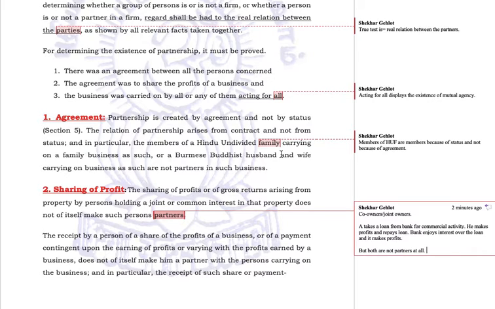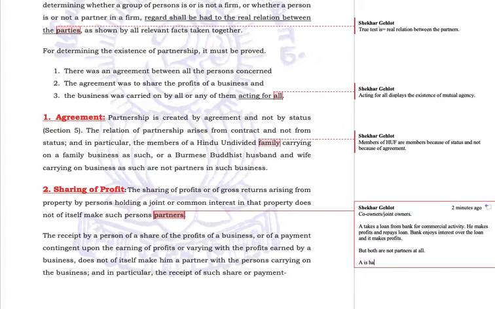The receipt by a person of a share of the profits of a business, or of a payment contingent upon earning of profits or varying with the profits earned by a business, does not itself make him a partner with the persons carrying on the business, and in particular the receipt of such share or payment. Or let us say, let's have another example.